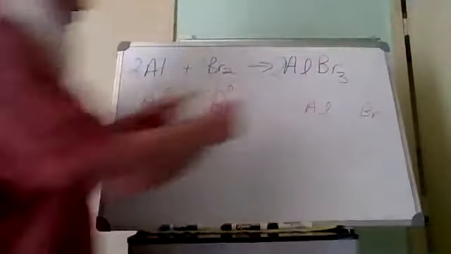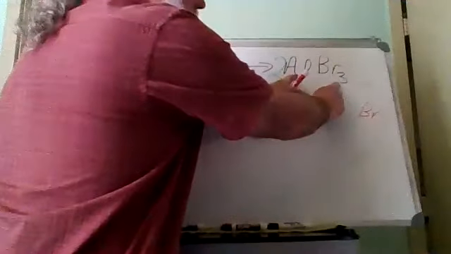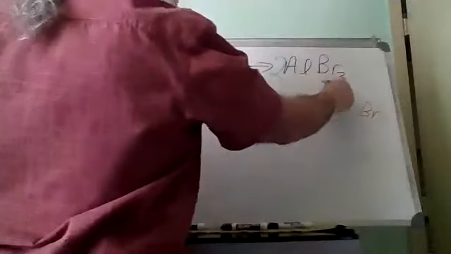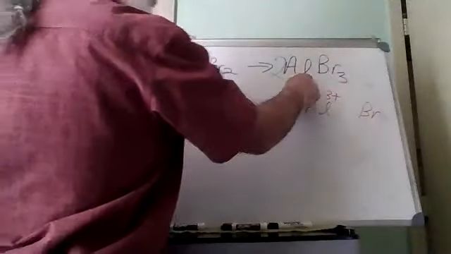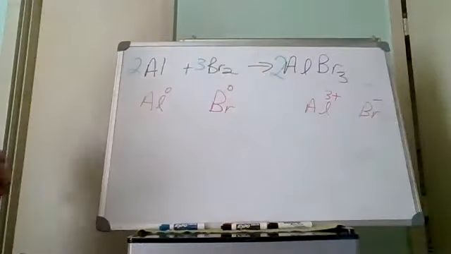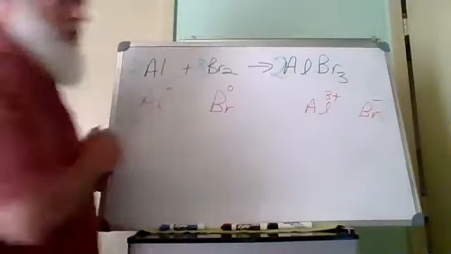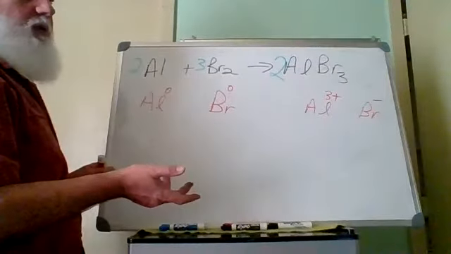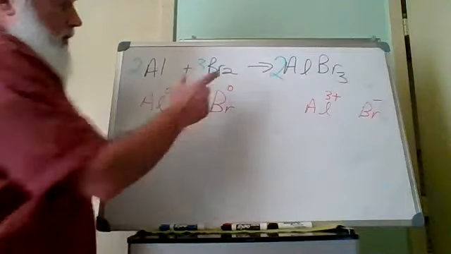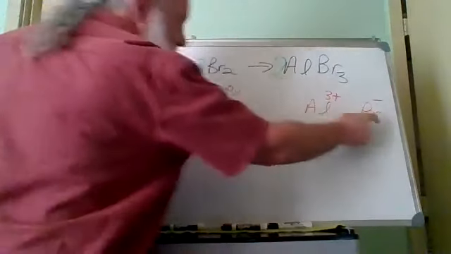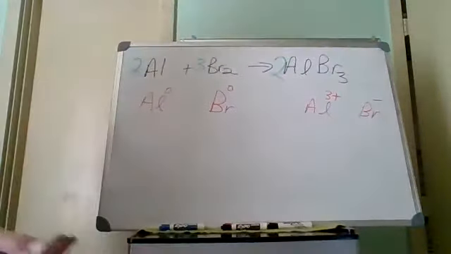Right? The other thing we can do, if you remember, we can take the subscripts here and flip them and make them the charges. So 3 is going to come to the aluminum, so +3. Here I have a 1 on the aluminum, that's going to be the charge on the bromide, is -1. So let's take a look here. All right, the aluminum started neutral, became positive. That means it lost electrons. The bromine started neutral and ended up negative.